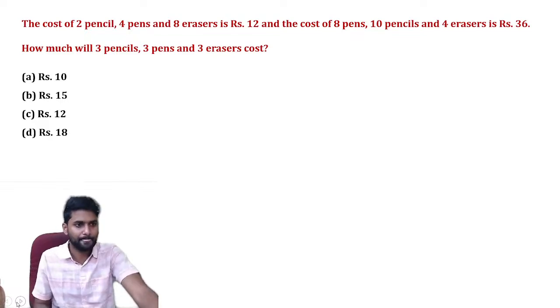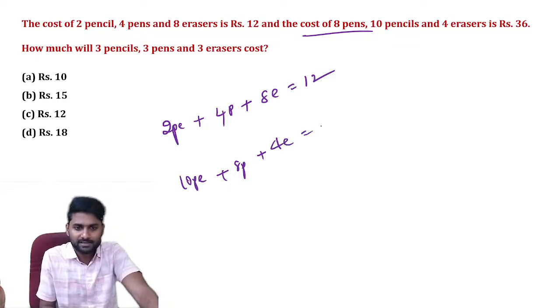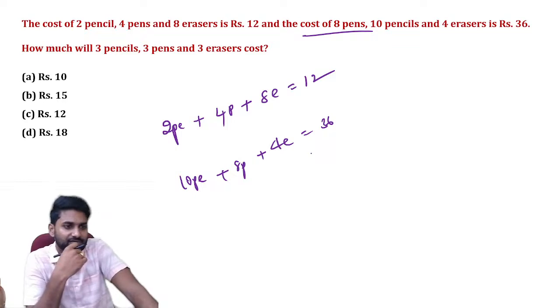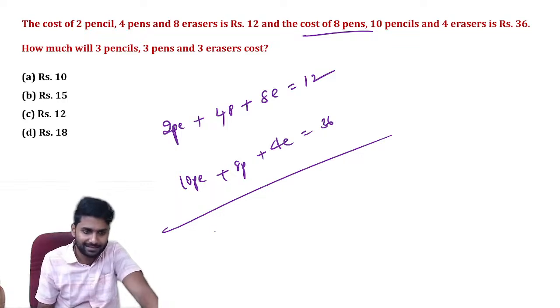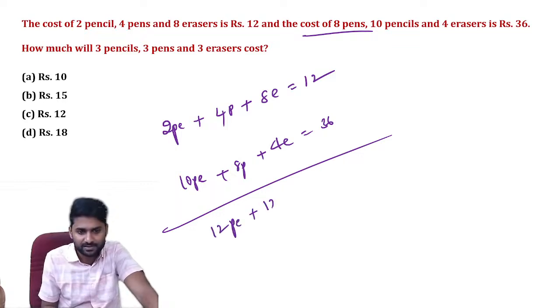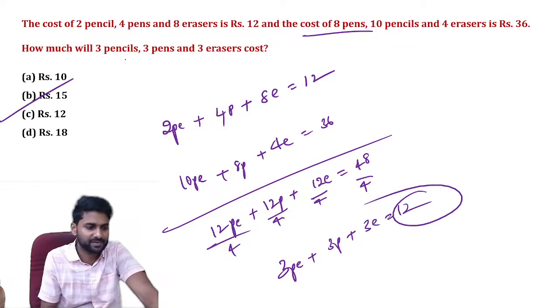So understand this question. The cost of 2 pencils, 4 pens, 8 erasers is 12. The cost of 8 pens, 10 pencils, 4 erasers is 36. How much will it be for 3 pens, 3 erasers, and 3 pencils? Let's add these values. 12 pencils, 12 pens, 12 erasers is 48, right? Now, if you divide each and every equation by 4, then you will get 3 pencils, 3 pens, 3 erasers exactly equal to 12 rupees. It's a simplification.